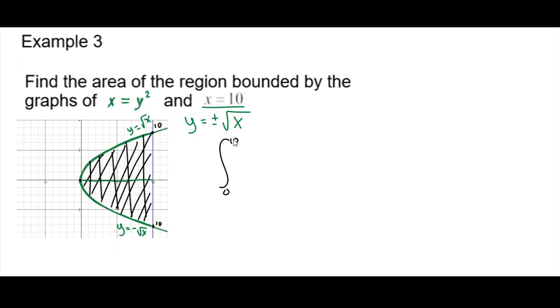Now for the top function, I'm going to split this up just so we can see it a little bit better. I'm going to write the top function as y is equal to the square root of x, and the bottom function as y is equal to negative square root of x. So we're doing this one up here minus this one down here to get the area that is between the two. The top function is the square root of x minus the bottom function, which is negative square root of x.